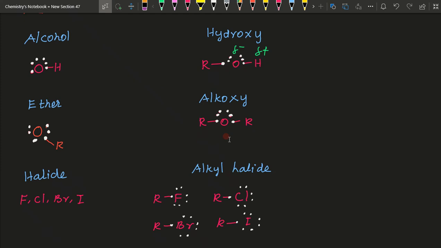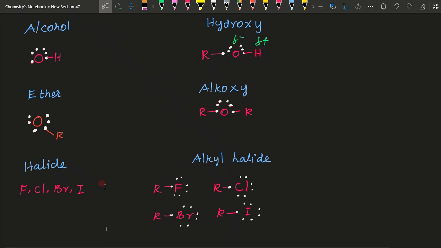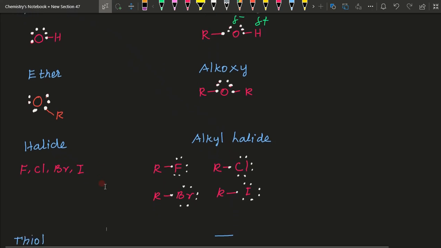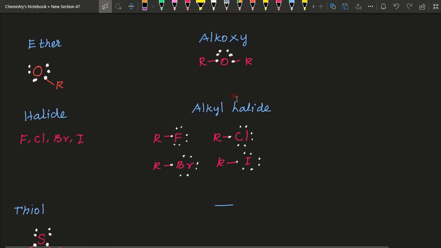Next, halide. Halide means here the halogen family: fluorine, chlorine, bromine, iodine. The substituent name is alkyl halide. We know that the halogen family has 7 valence electrons. All the dots denote valence electrons.